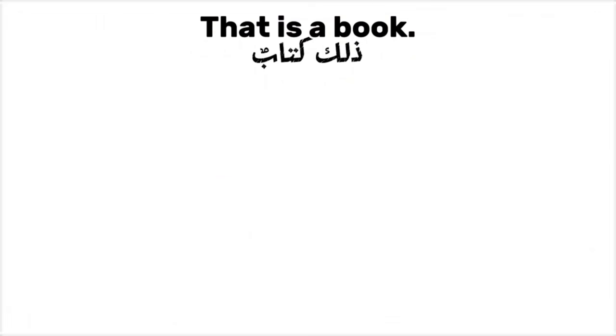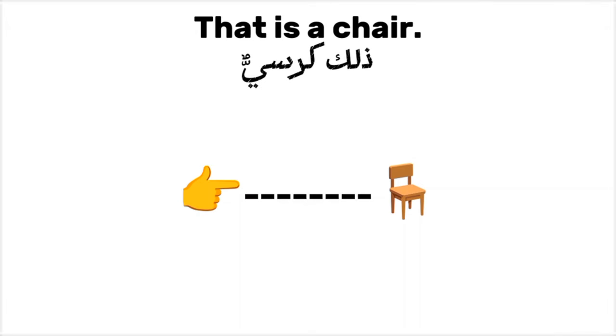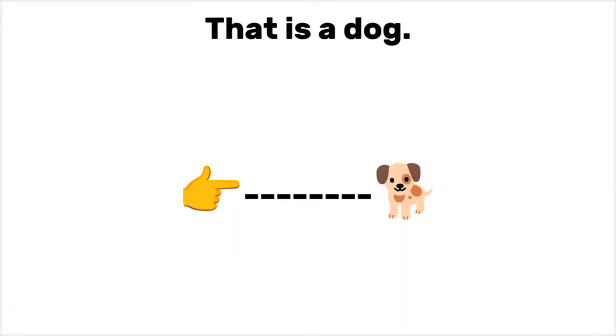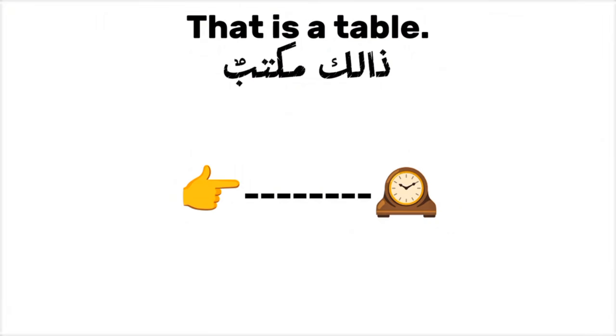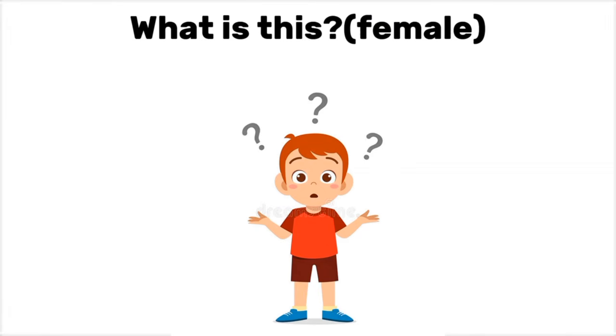Zalika Kitabun. That is a chair. Zalika Kursiyun. That is a dog. Zalika Kalbun. That is a cat. Zalika Kittun. That is a table. Zalika Maktabun. What is this, female?